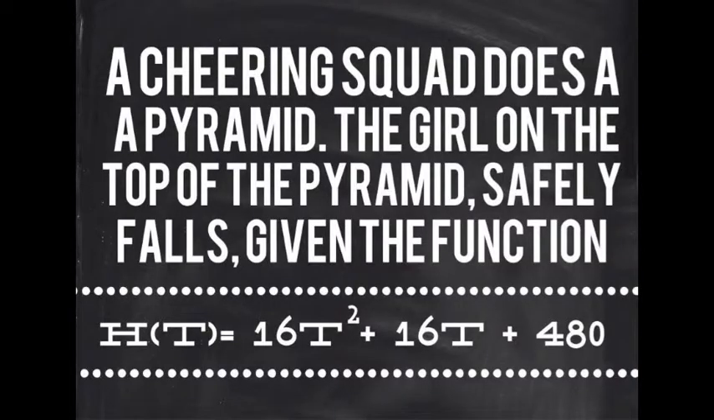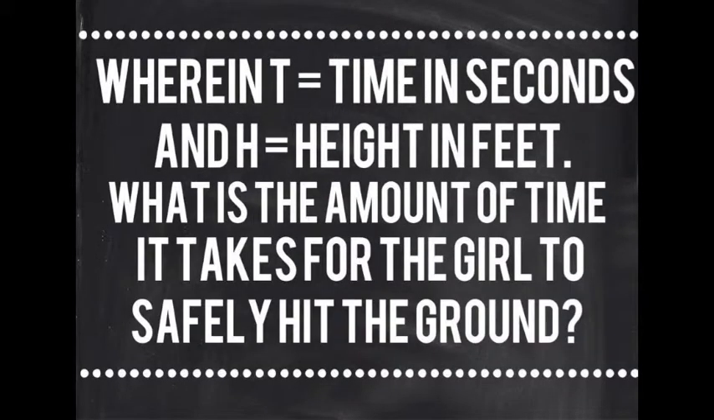A cheering squad does a pyramid. The girl on the top of the pyramid safely falls, given the function h of t equals negative 16t squared plus 16t plus 480, wherein t equals time in seconds and h equals height in feet. What is the amount of time it takes for the girl to safely hit the ground?